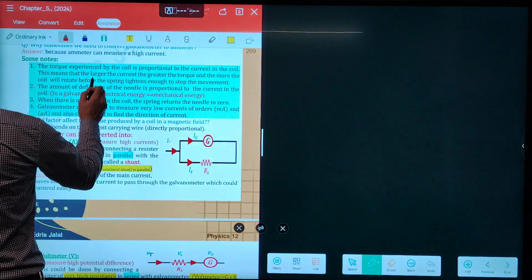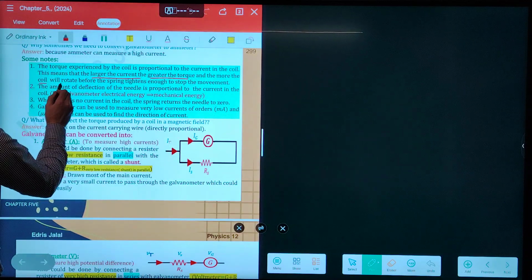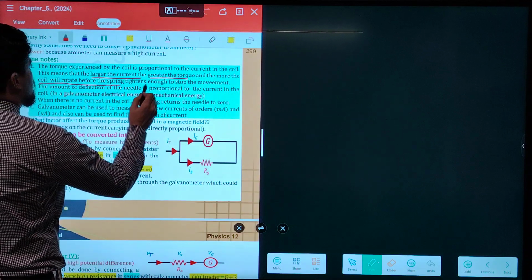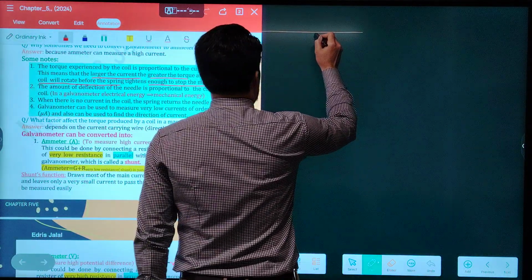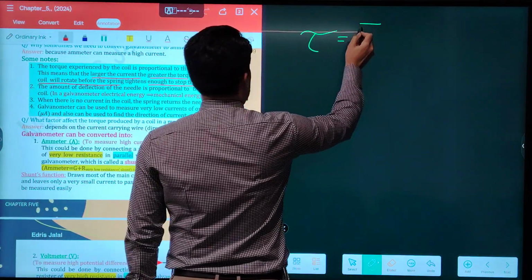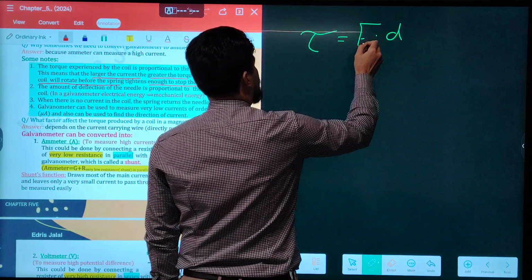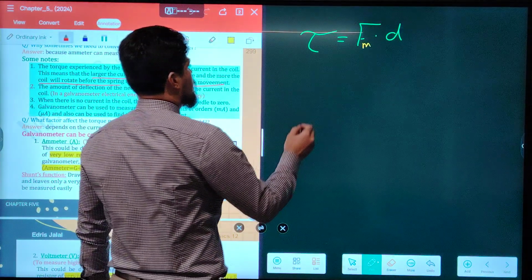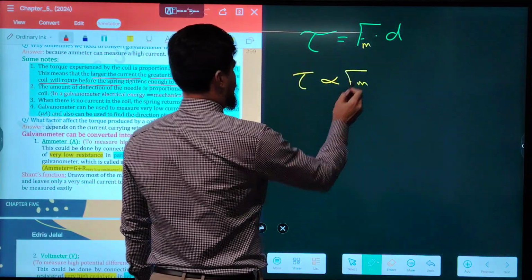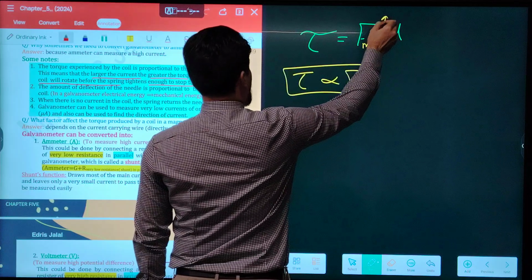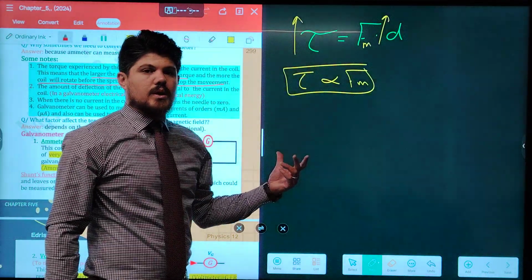So this means that the larger the current, the greater the torque, and the more the coil rotates before the spring tightens enough to stop the movement. If you remember in chapter 2, we studied that torque is equal to what? Force times distance, Fd. But in the galvanometer, the force is magnetic force. So the relation between torque and magnetic force is directly proportional. When force is more, the torque also is more. More force provides more torque.